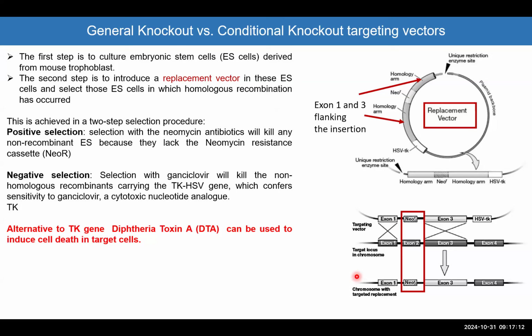So let me go back and refresh your memory on how we generated the general knockout replacement vector. The general knockout replacement vector has homology arms toward the gene of interest. So if we are talking about exon number 2 on whatever gene, then we have to use those homology arms on exon 1 and 3, and it's represented for you here. So this is the genomic locus where we want to delete exon number 2. We utilized exon 1 and exon 3 as homology arms for the recombination to take place.